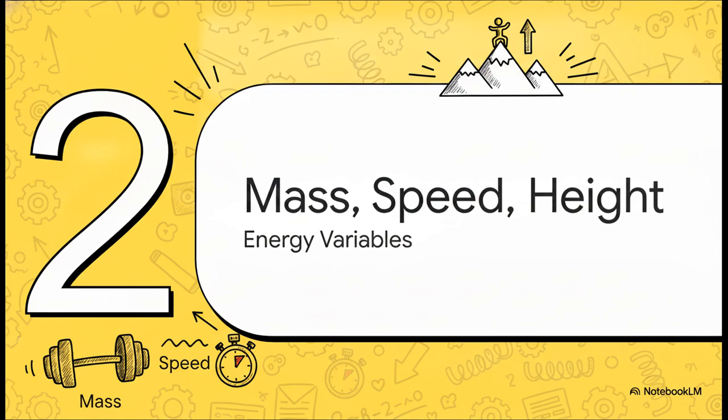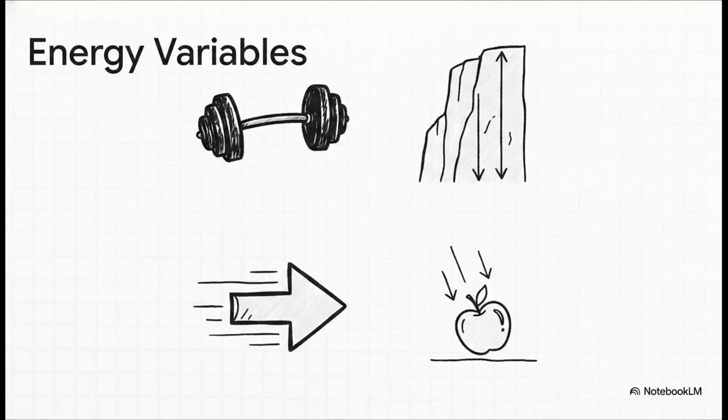Okay, section 2, mass, speed, and height. Let's dive right into the actual variables that make this energy work. We've got 4 key variables to track here. First up is m for mass, and we measure that in kilograms. Basically, heavier objects have more of both potential and kinetic energy.